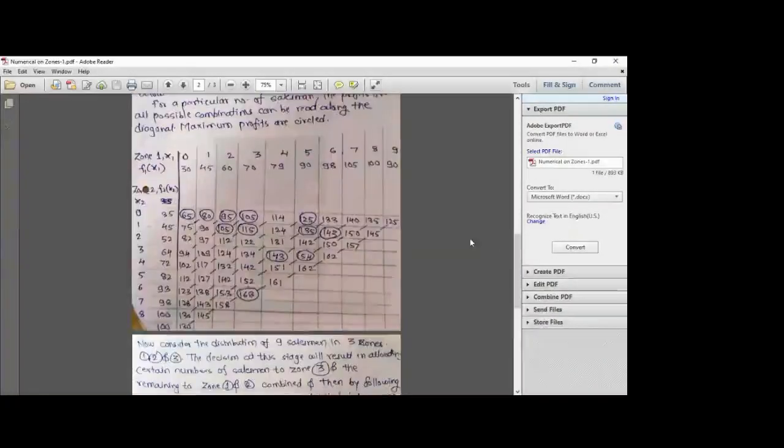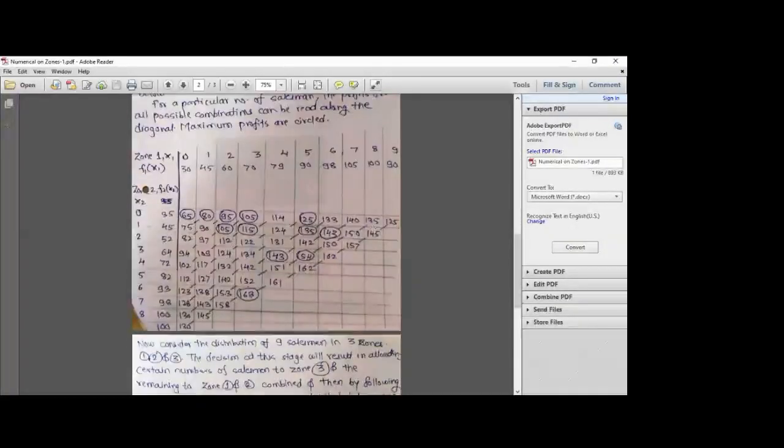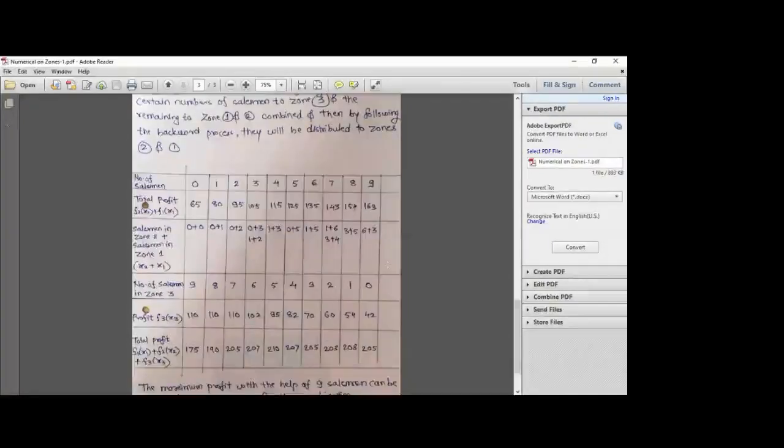For 8, what we have is 154 as the maximum value. This came across 3 plus 5, so that has been written. It is 3 plus 5. And 163, this maximum value, came across 6 plus 3. So this is 6 plus 3.